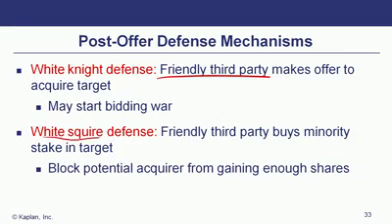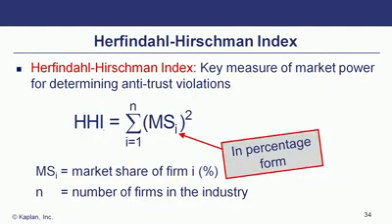We also have a White Squire defense, which is where we don't sell the company to someone else, but we sell a big enough stake. We sell 35% to someone so that now the acquirer could almost never get a majority of what is still outstanding so that they could take over the firm. So White Knight versus White Squire. So post-offer defense mechanisms. Okay, a few other things here. So, well, I guess a lot of other things before we get through this reading.